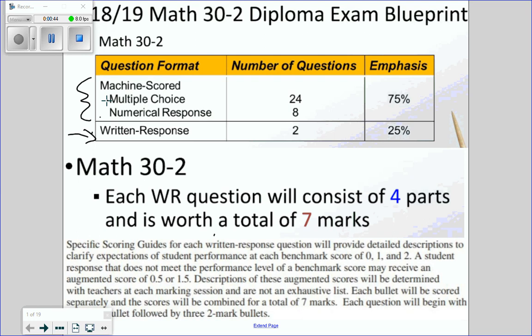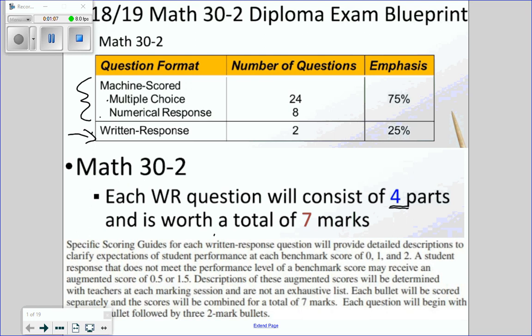So if you're thinking in your brain, how do all those units play along? They don't, but they can tie everything together through a common context, right? So that's how they're going to spin it. Typically, the questions have 4 parts, but I noticed on the last diploma one question had 3 parts and the other one had 4. But they will be worth a total of 7 marks.